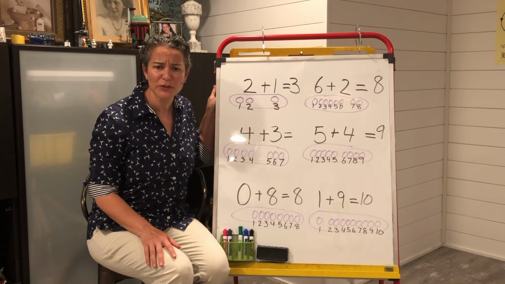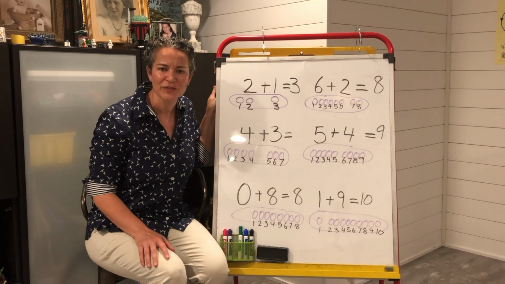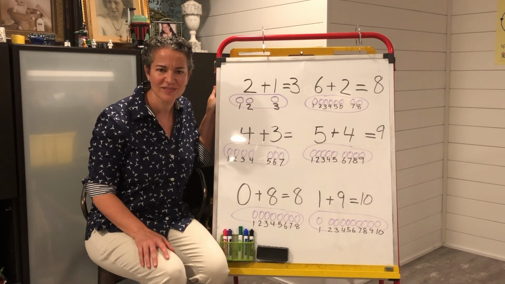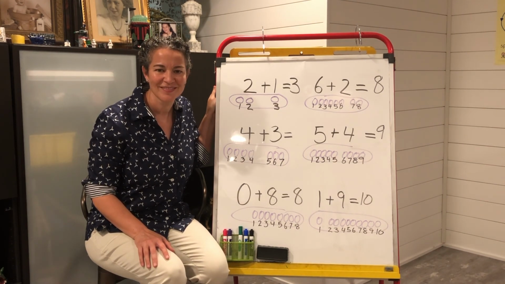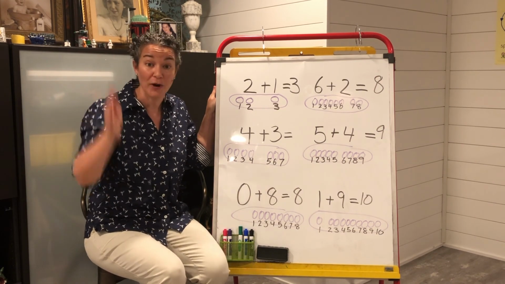All right, my friends, how did we do? Do we agree? I hope we agree. Take a second and double check. Make sure we're good. All right, my friends, I'm going to erase these, and we're going to do some vertical problems.